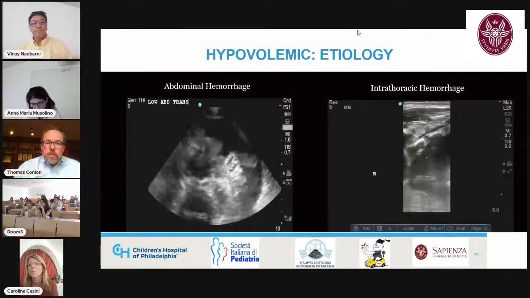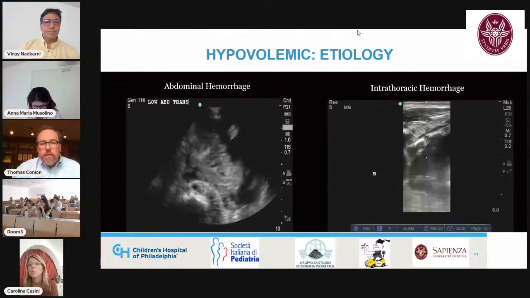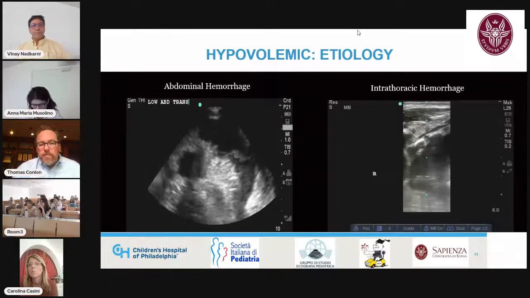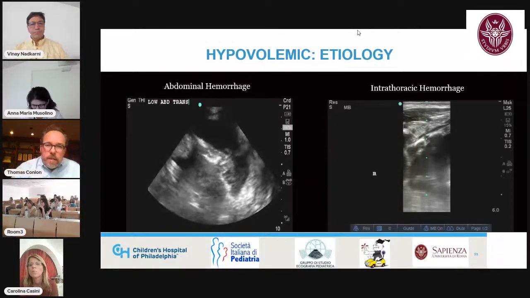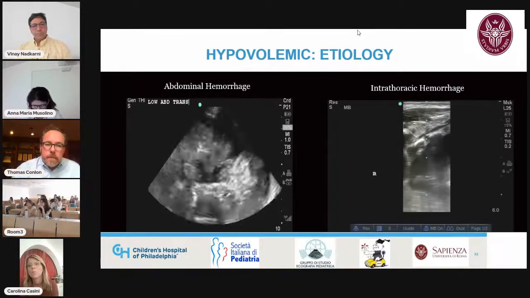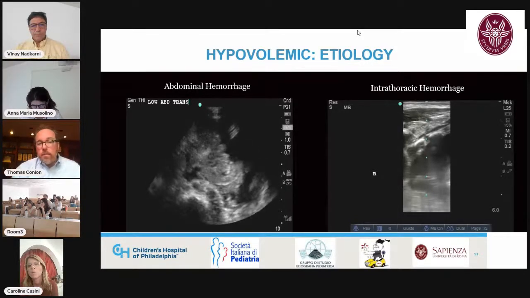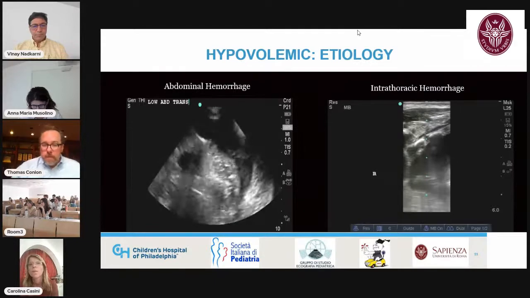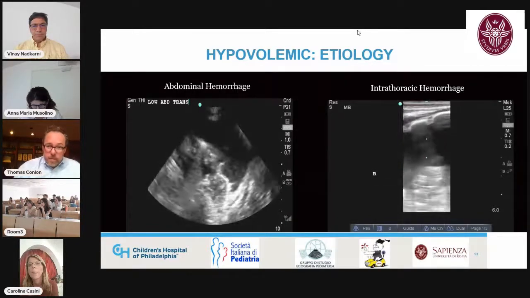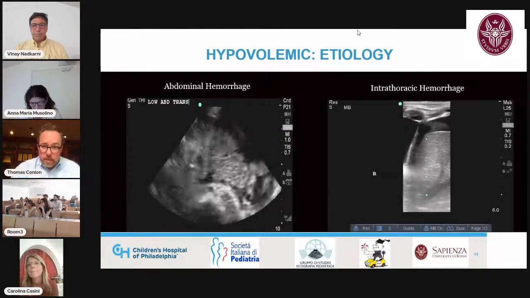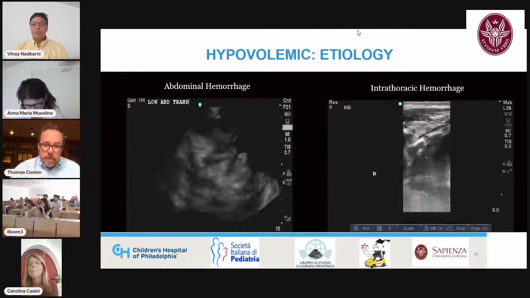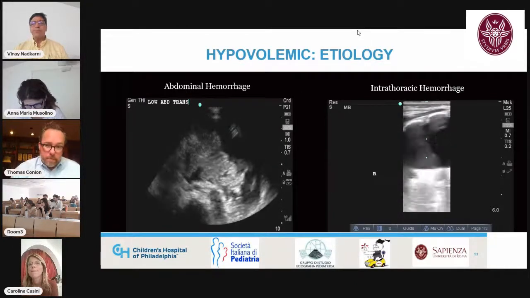But not only does ultrasound help me to understand the physiology of shock, but it may give me clues to the etiology as well. Here is a patient with blunt abdominal trauma who has blood in their abdomen. And here is a postoperative cardiac patient who is seen to have hemorrhage in their thorax.